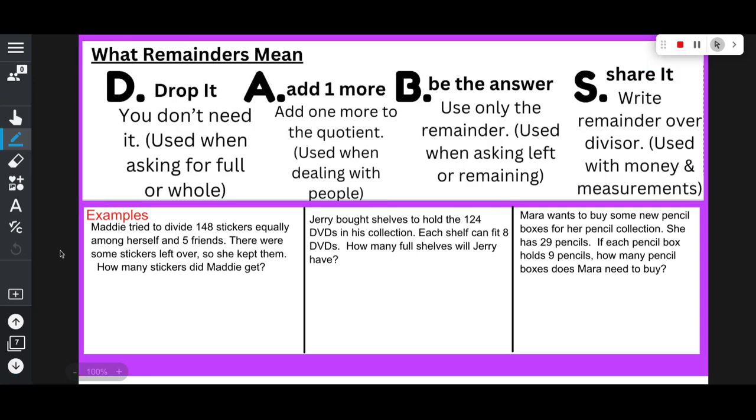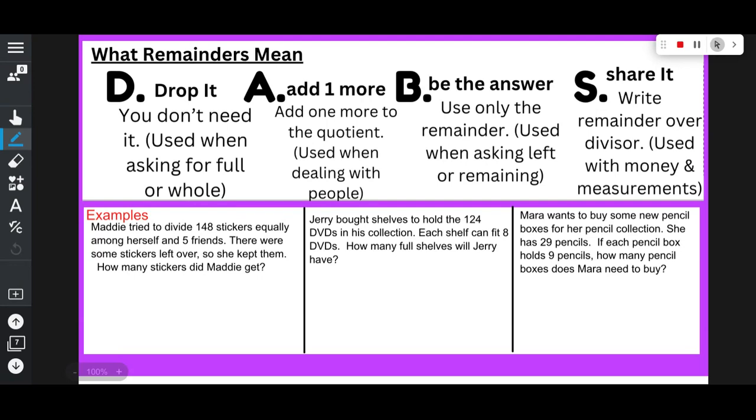Moving on to word problems. Word problems are probably the hardest part in this unit once you get one of the methods down for division, because in this unit, we really have to understand what the remainders mean in the problems. So I like to use a little term called DABs. First, we drop it. We drop the remainder if you don't need it. This is used when the question asks how many full or whole of something. Then the remainder is not part of the answer.